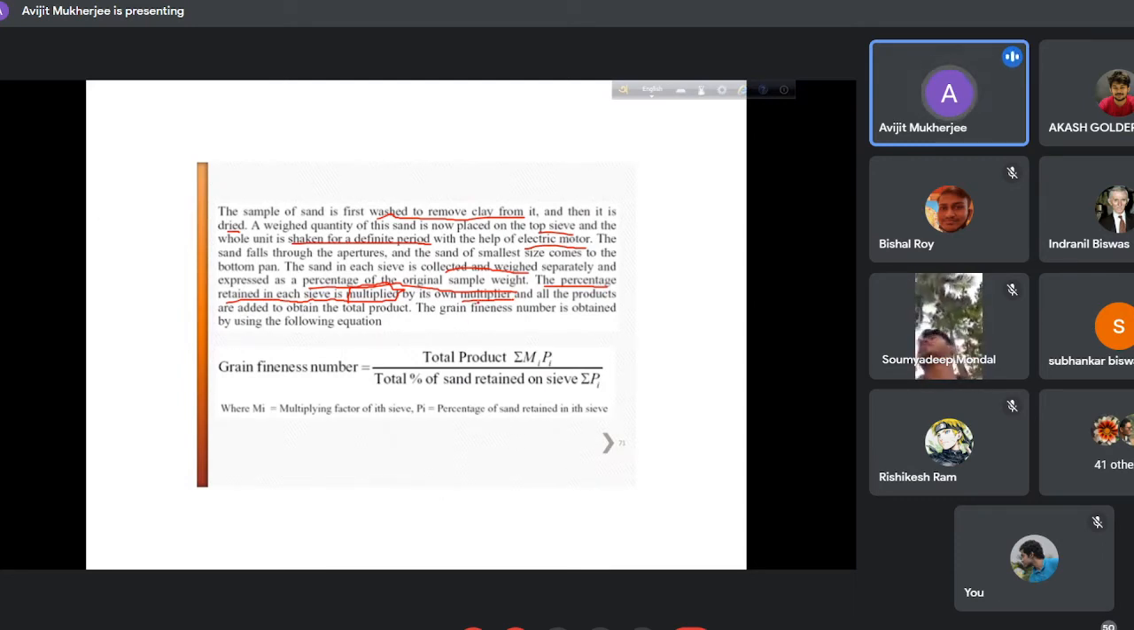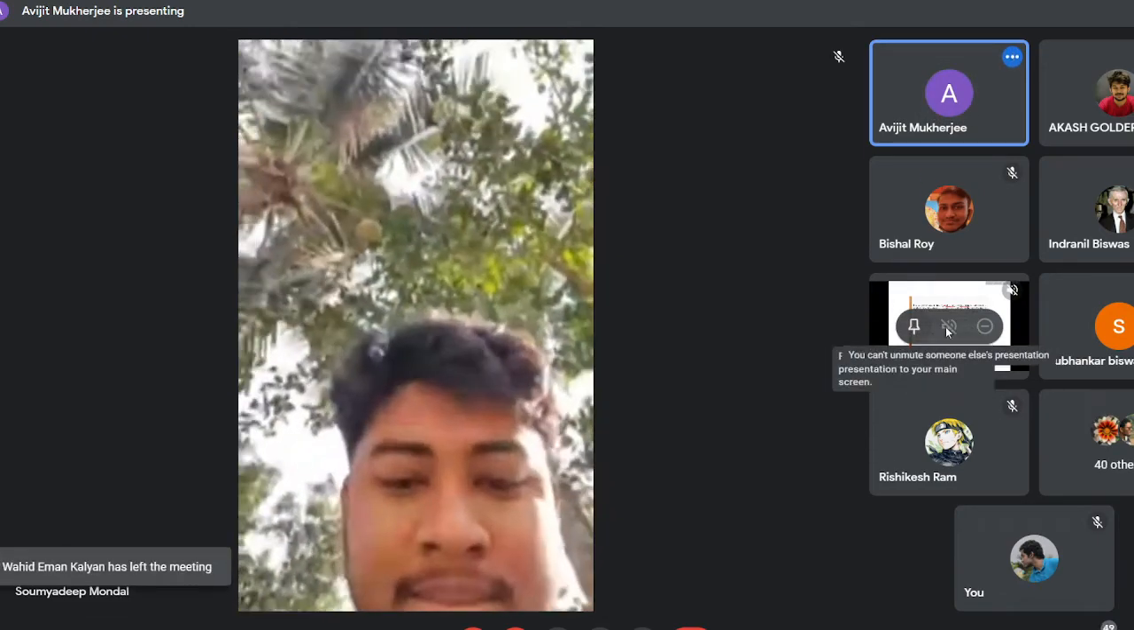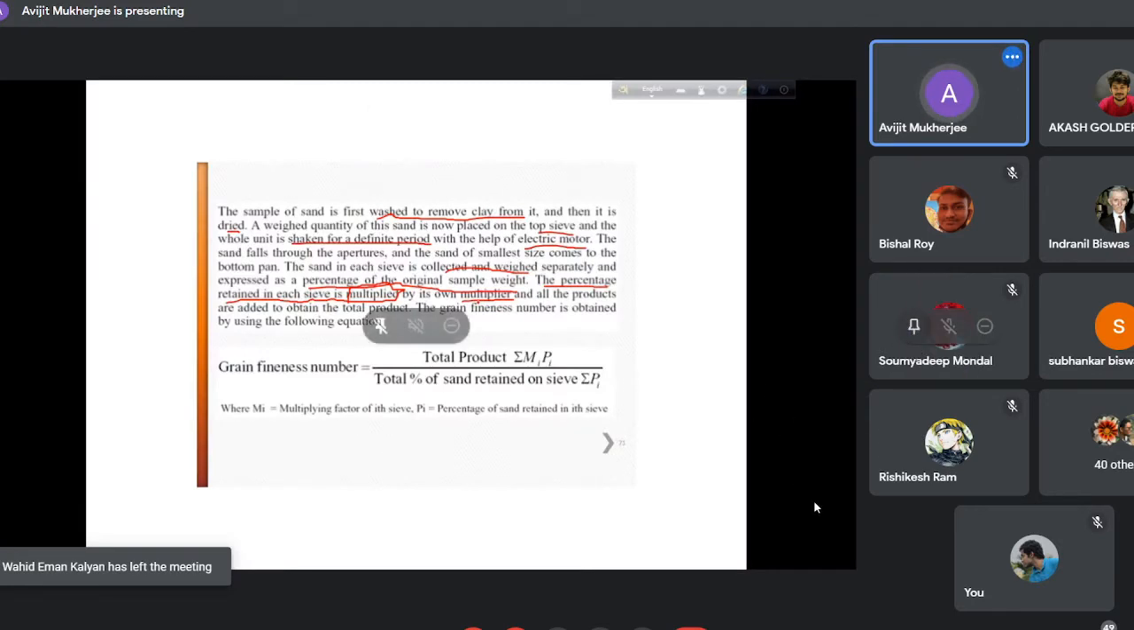Now this is given by the standard institutions. There are some specific values of the multipliers against each sieve. Now, if you ask me how this is coming, it is difficult to answer, because the standard organizations, after conducting so many experiments, have decided that this tray should have a multiplier of this, and this tray should have a multiplier of this. So we don't know what is the basis. So we should follow it.